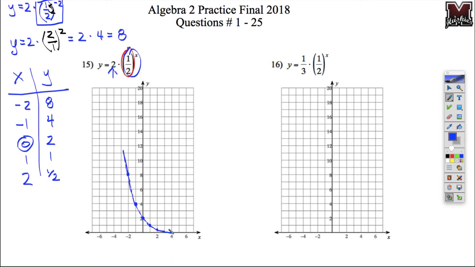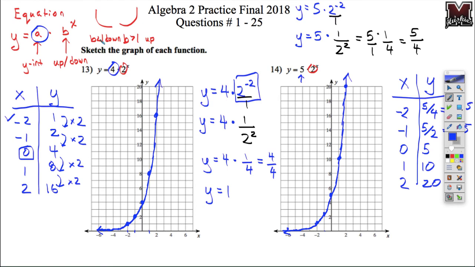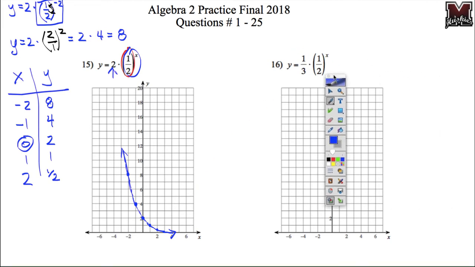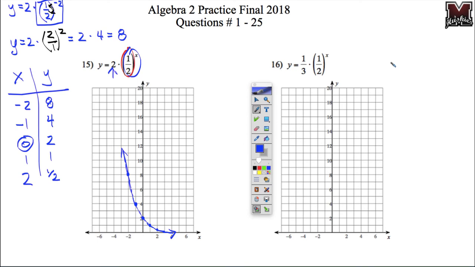That was my best shot. And look, I promised that if b was less than 1, it would go down. Remember, these were going up, and now this one is going down. It is exponential decay. Perfect. So everything is matching the notes that we have. Let's go ahead and do a table for 16, and then we can be done with graphing for a while.